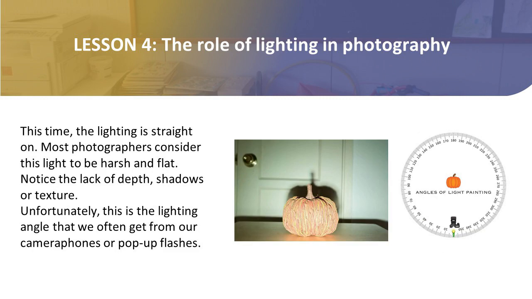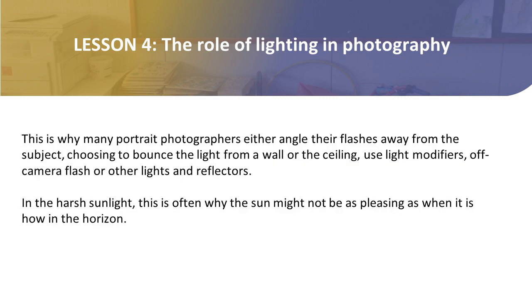This time, at zero angle, the lighting is straight on. Most photographers consider this light to be harsh and flat. Do notice the lack of depth, shadows or texture. Unfortunately, this is the lighting angle that we often get from our camera phones or pop-up flashes. This is why many portrait photographers either angle their flashes away from the subject, choosing to bounce the light from a wall or the ceiling, use light modifiers, off-camera flash or other lights and reflectors.